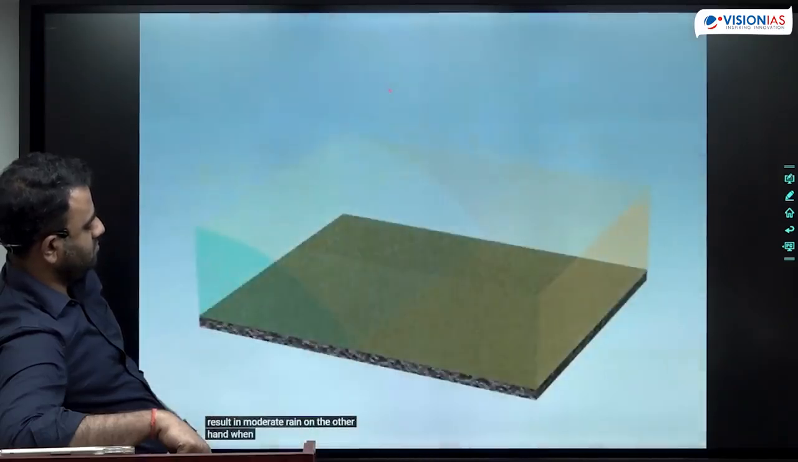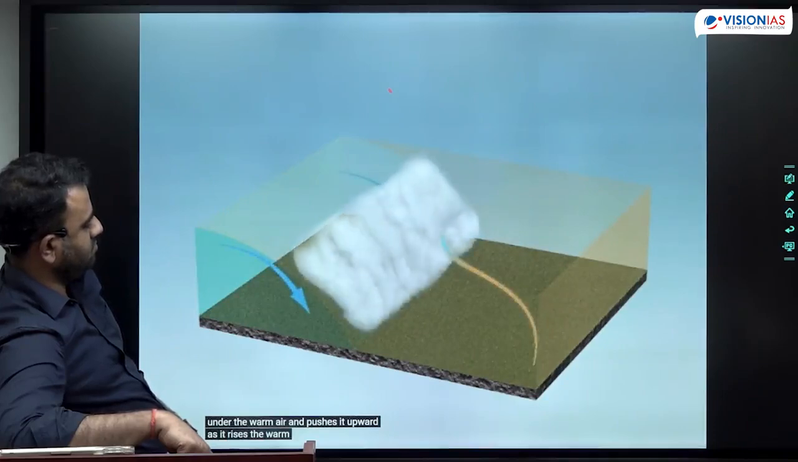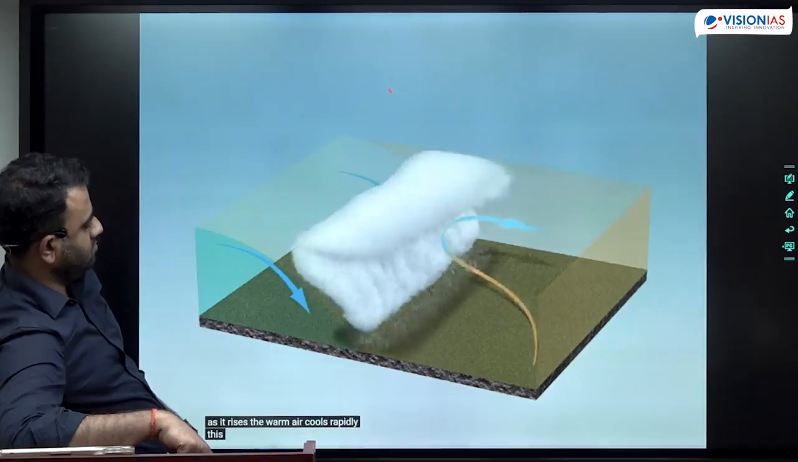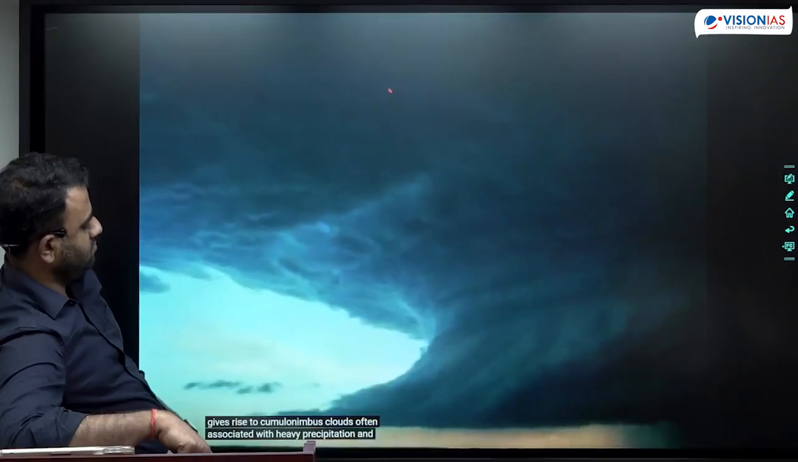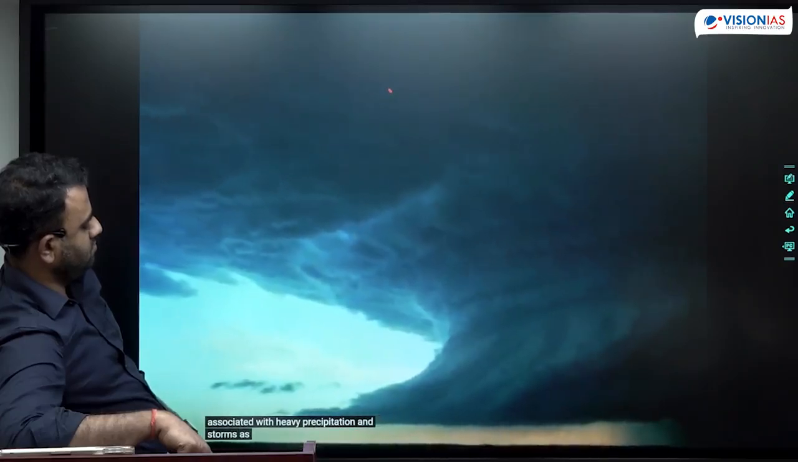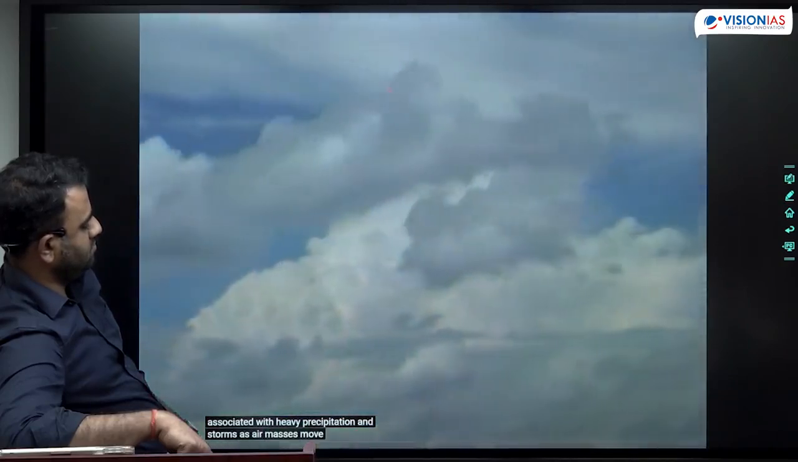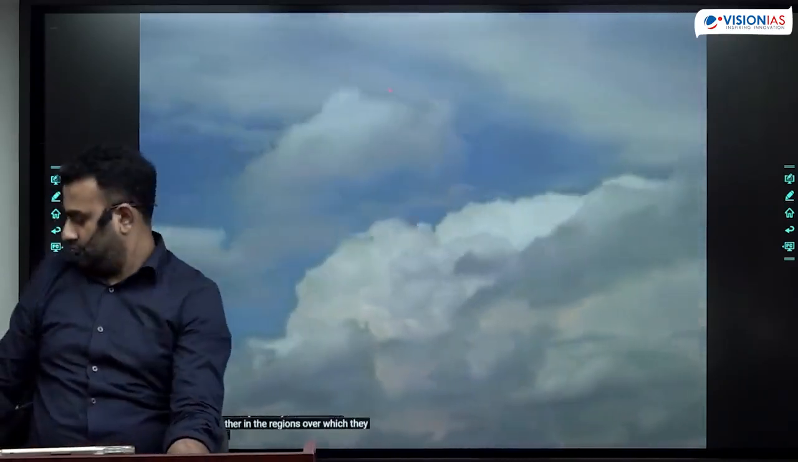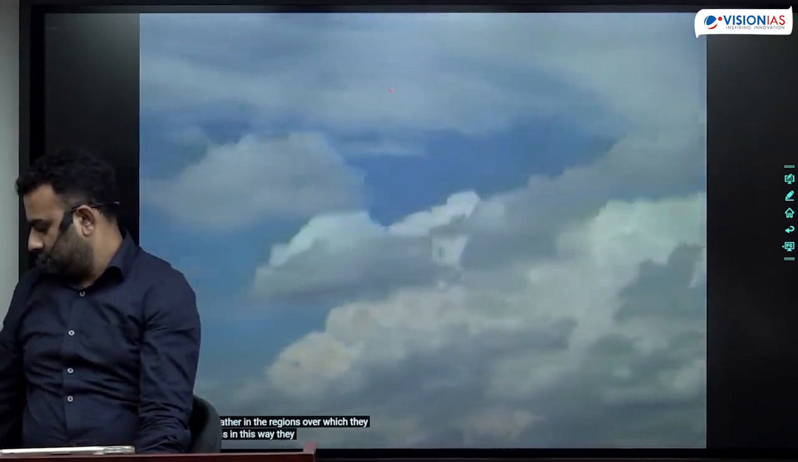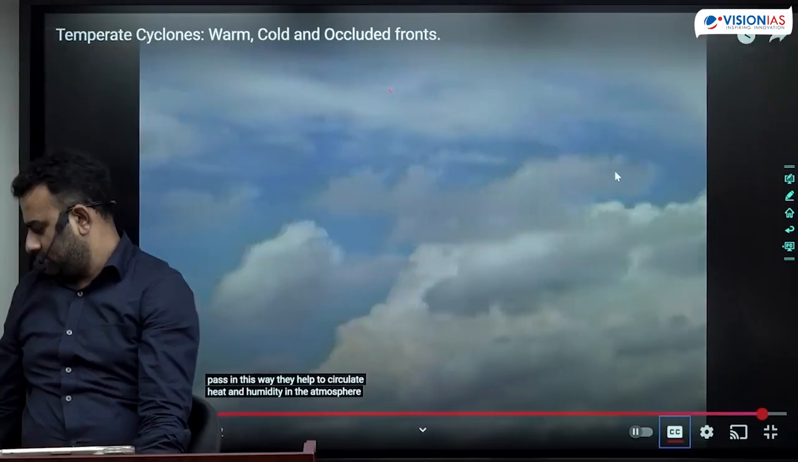On the other hand, when a cold air mass catches up with a warm air mass, the cold air slides under the warm air and pushes it upward. As it rises, the warm air cools rapidly. This configuration, called a cold front, gives rise to cumulonimbus clouds, often associated with heavy precipitation and storms. As air masses move, pushed by winds, they directly influence the weather in the regions over which they pass. In this way, they help to circulate heat and humidity in the atmosphere.